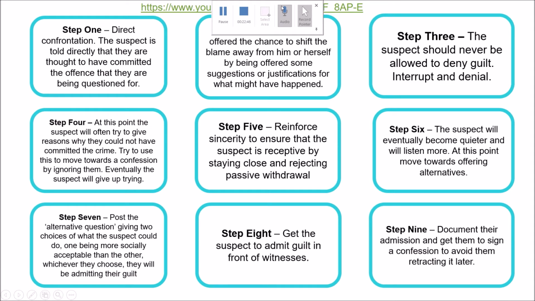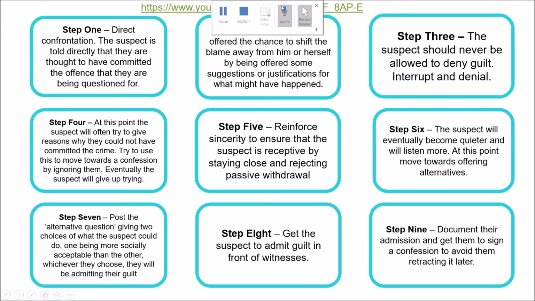And finally, the next thing is that this is then converted into a full written confession, and details of what and how and why this crime was committed are put together, so that this evidence will be credible in court, and then the suspect will sign this confession so that they cannot retract it.